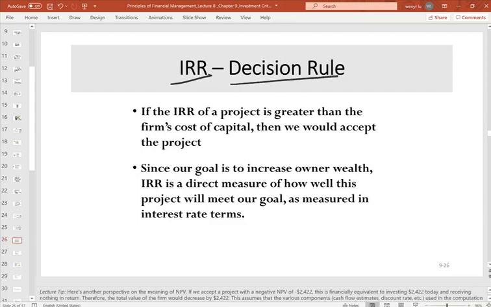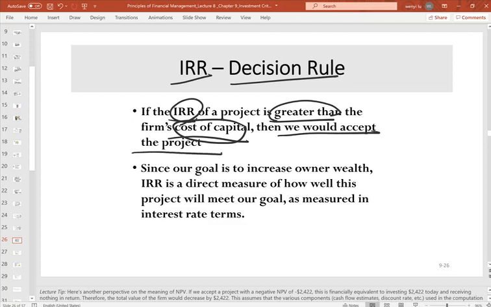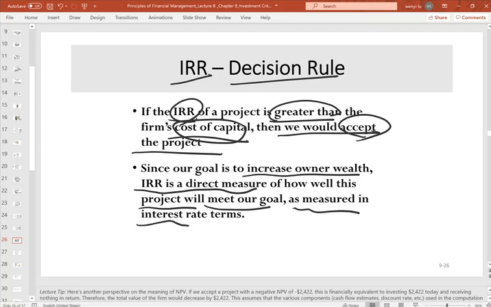But for the IRR decision rule itself, if IRR is more than the cost of capital, meaning your internal rate of return is more than what it costs to raise the capital for the firm, we will accept this project. So if our goal is to increase our wealth, IRR is a direct measure of how well this project can increase our wealth and meet our goals. So this is a very good indicator, and it is also measured in interest rate terms.